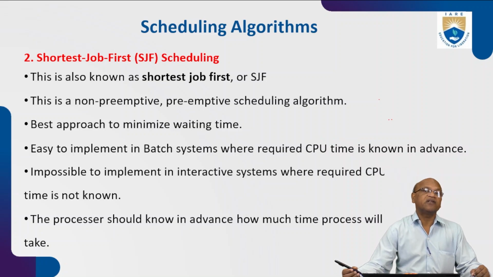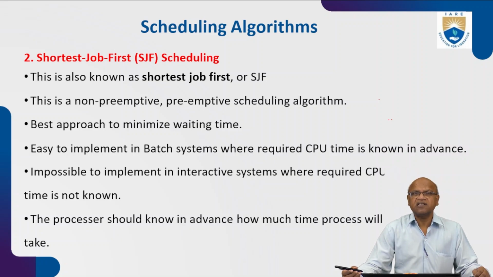This is the best approach for waiting time, because if one instruction has gone to the CPU for execution and its CPU burst time is more, other instructions will have to wait till that execution is completed. So the waiting time increases. If you use shortest job first, the waiting time will decrease. That is the only advantage of this one. It is easy to implement in batch systems where required CPU time is known in advance, because once you know the CPU burst time in advance, only then can we go for this. It is impossible to implement in interactive systems where required CPU time is not known.